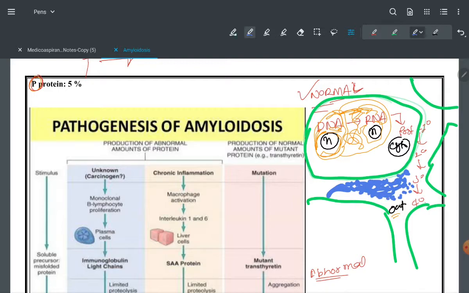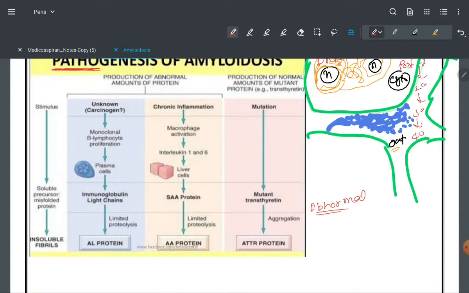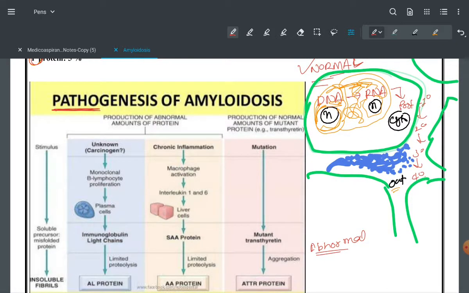Now the next one, how they are formed, the pathogenesis of amyloidosis. What happened is that the first one may be production of an abnormal amount of protein, and another one is production of a normal amount of mutant protein, like transthyretin. So in this case, the whole amount of protein is going to be changed. It is going to be abnormal, and it is mutant. Okay, abnormal and mutant, both forms can be there.